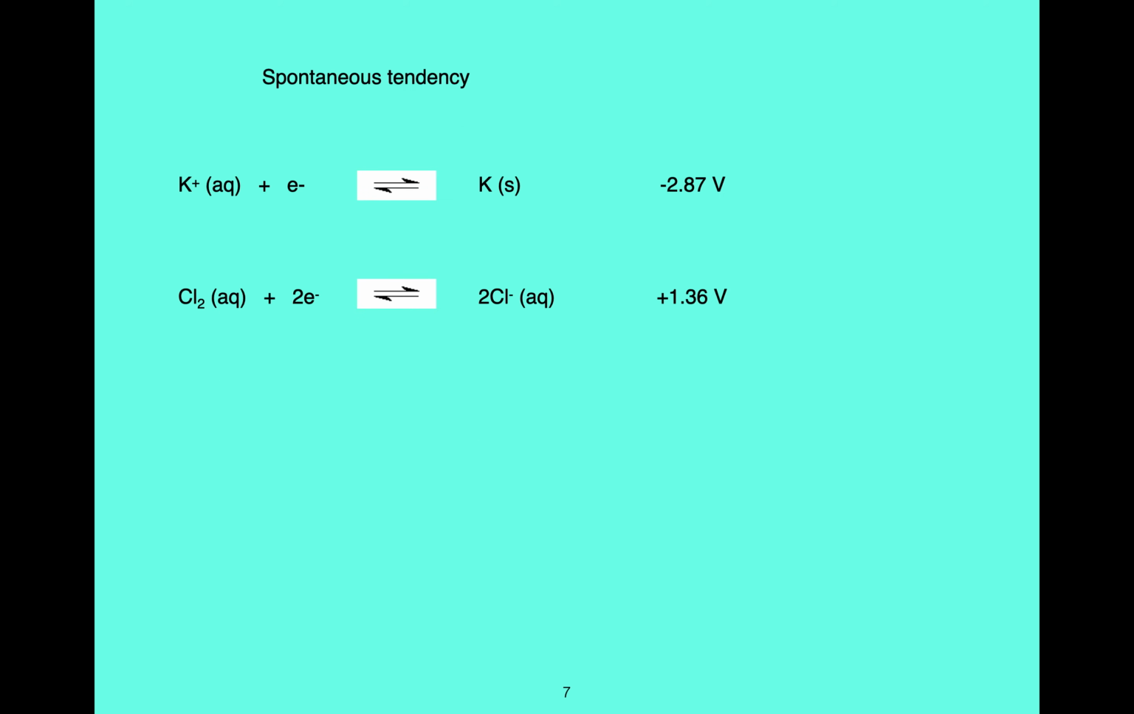Okay. This shows the spontaneous tendency. If we put these two half equations together, so if we get a closed system, we put some potassium ions, some potassium, some chlorine, and some chloride ions, then the tendency is for the top equation to go to the left and the bottom to go to the right. Spontaneous tendency. Ooh, spontaneous. Sounds a bit like entropy, no? It will come into this at some point.